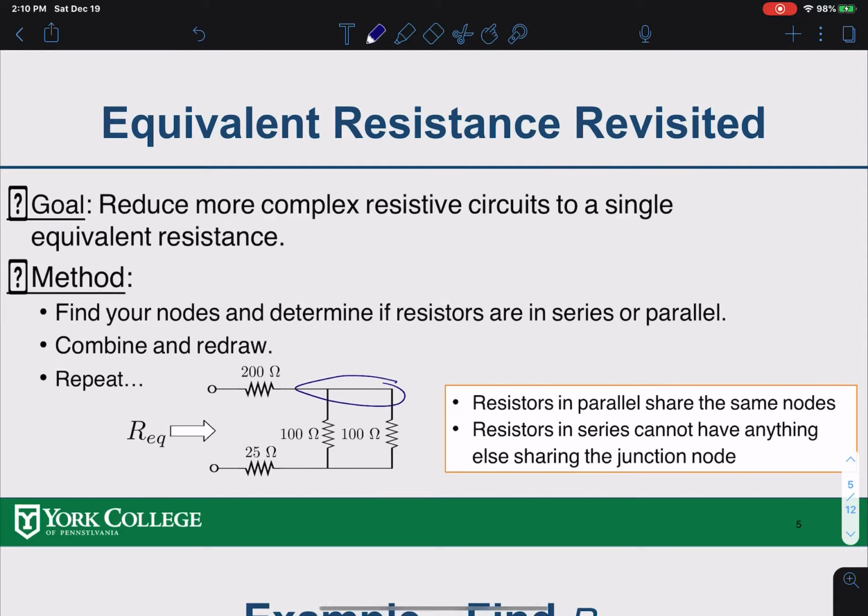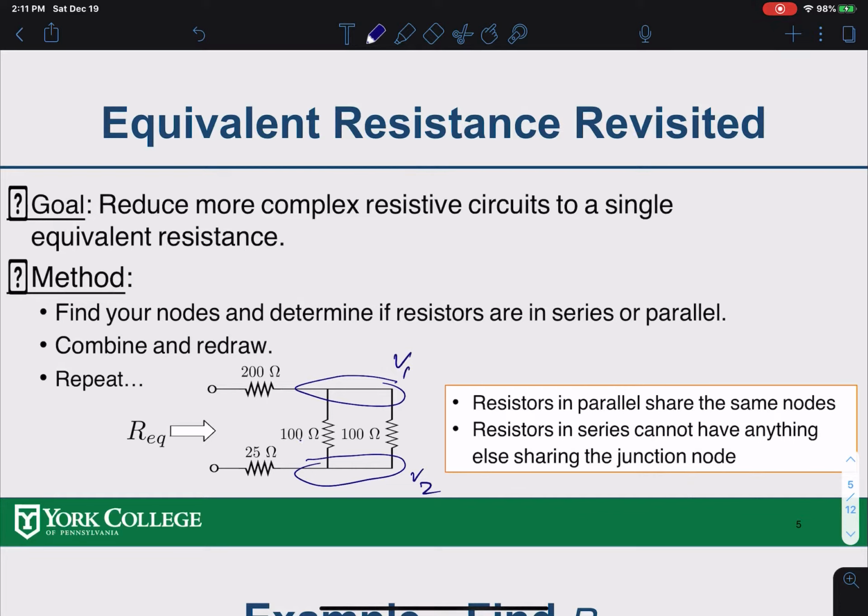and another node over here. If I say this one is V1 voltage and this is V2 voltage, the difference between these two nodes is V1 minus V2. You can see that this voltage difference comes across both 100 ohm resistors. That means both of them are across the same voltage; they share the same voltage. When elements share the same voltage, they're in parallel connection. So these 100 ohm and 100 ohm resistors are in parallel.